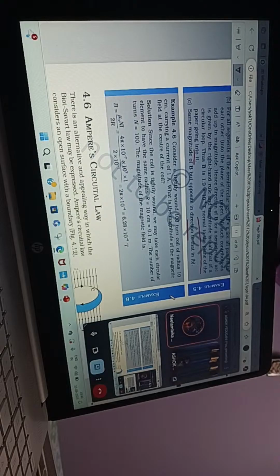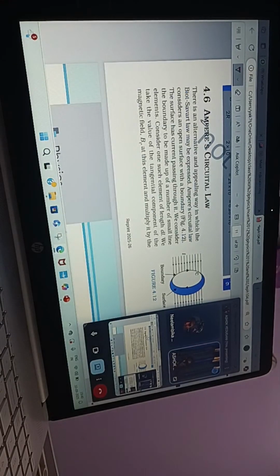So it will be mu naught N I, because there are N turns, instead of mu naught I by 2r. And then the same formula, Laplace. Okay, next. Now we are doing Ampere's circuital law, which I told you.